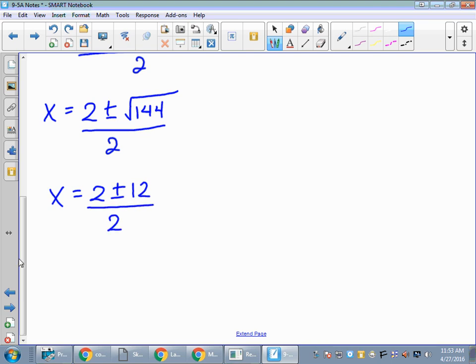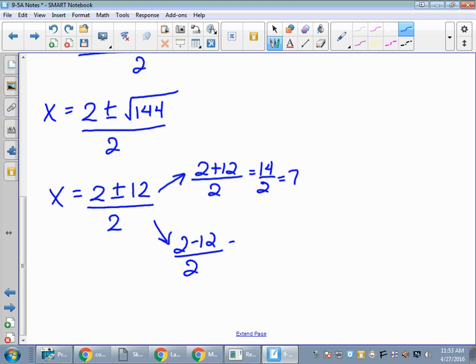Now that we're at this step, I can separate it. Now that the radical's gone, all I have to do now is do 2 plus 12 divided by 2 and 2 minus 12 divided by 2. 2 plus 12 is 14, divided by 2 is 7. 2 minus 12 is negative 10, divided by 2 is negative 5. And so my two solutions are 7 and negative 5.